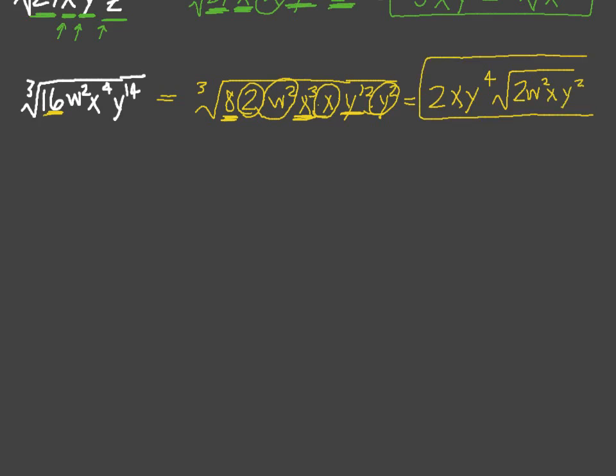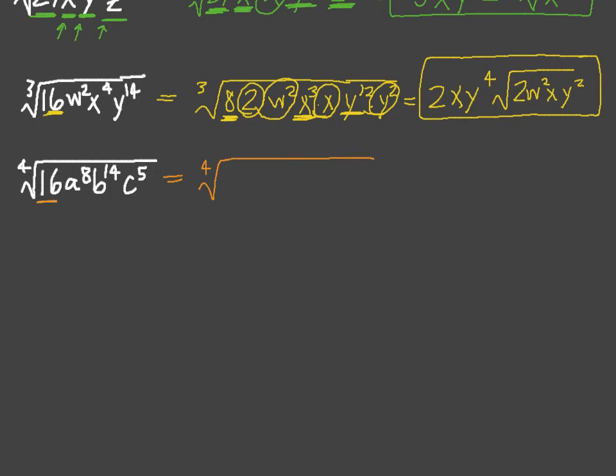So hopefully this method is making sense and seems like an organized way to go about doing this. All right, so now we're taking out groups of 4 here. So I want to think about groups of 4 that go into these numbers. The 4th root of 16 is a whole number, it's 2. So I'm just going to write that, I'm not going to break it down.